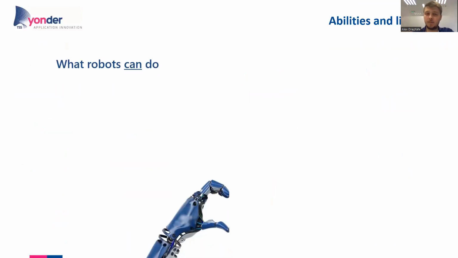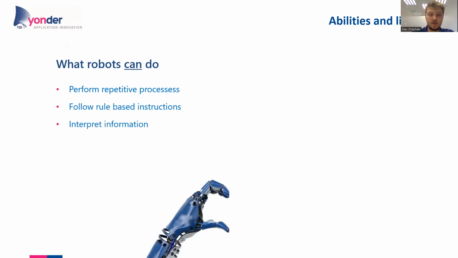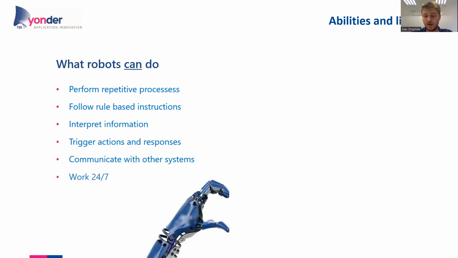Just some information about what robots are able to do and what they're not, just to get more sense of it. So robots definitely are able to, as I said, perform repetitive processes, follow rule-based instruction, interpret information in different ways, trigger actions and responses. So when something happens, we can take notice and trigger a robot. It's a really good tool that allows communication between other systems, so you can use it to integrate different systems together. And yeah, they can work basically non-stop if you maintain them and pay the licenses.